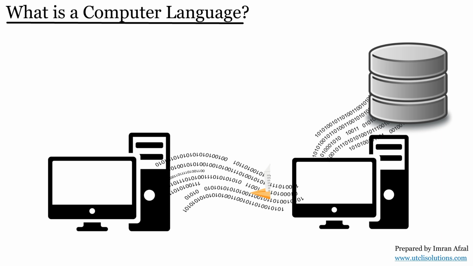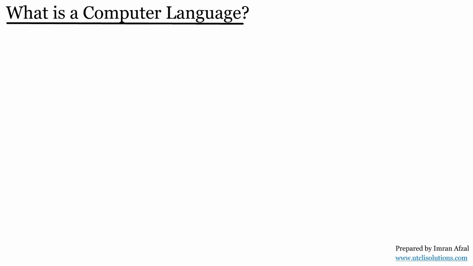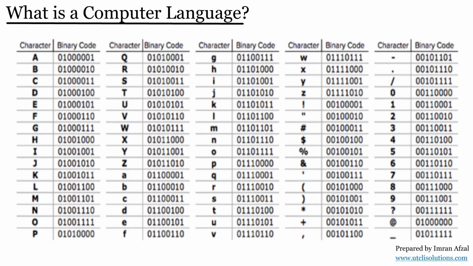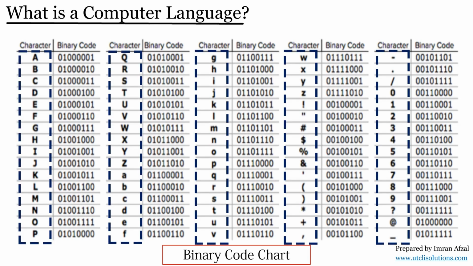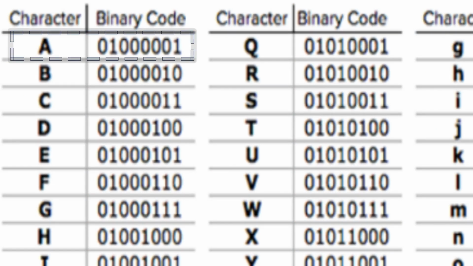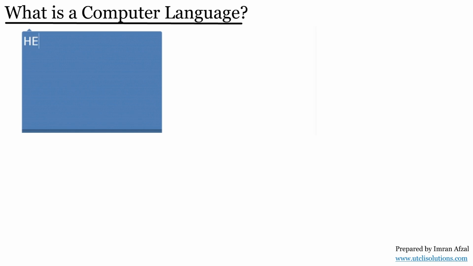Now, moving on, let's put it in an example of how it could translate a word into zeros and ones. There is a chart that's called a binary code chart. Each letter that we have has a number or a binary number associated with it. So like A has 1000001, B has 1000010, and so on. So now let's say if you type in hello on your keyboard.